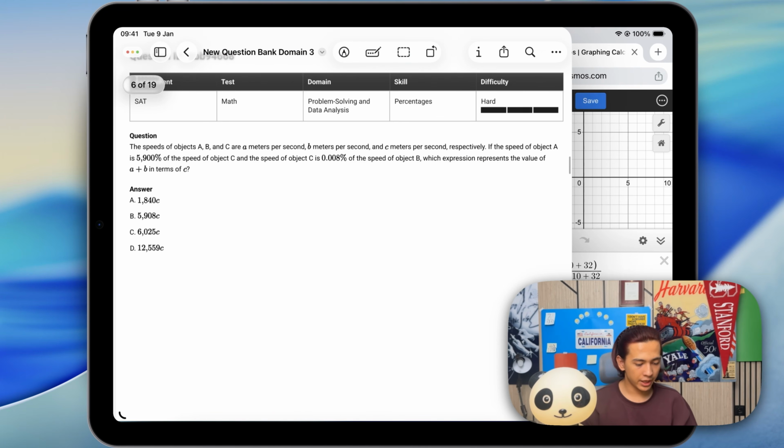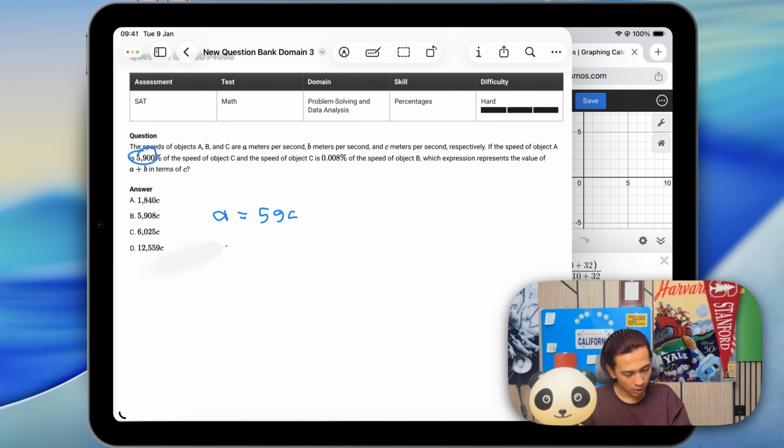The speeds of objects A, B, and C are A meters per second, B meters per second, and C meters per second, respectively. If the speed of object A is 5900% of the speed of object C, it becomes 59C basically, because when you convert 5900%, you just divide by 100. I guess you guys know it.